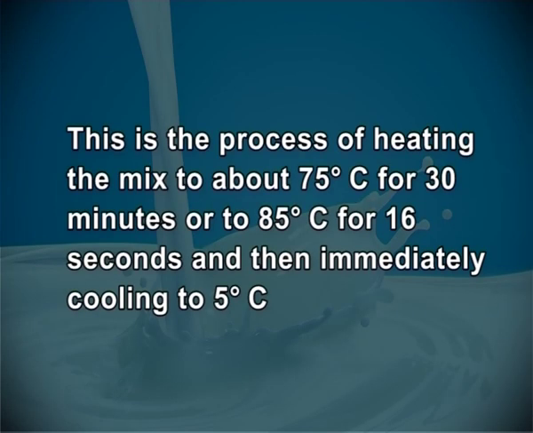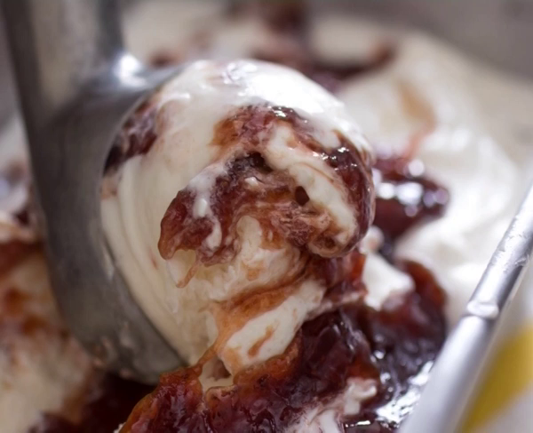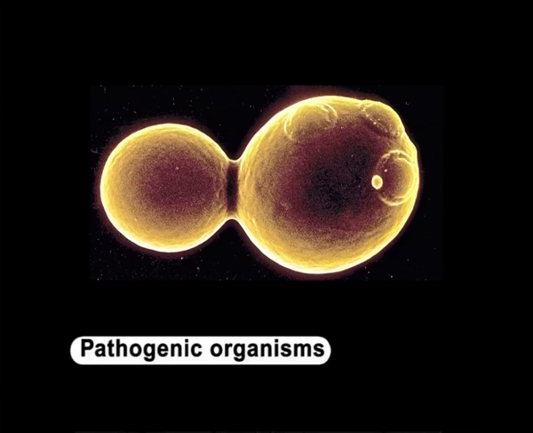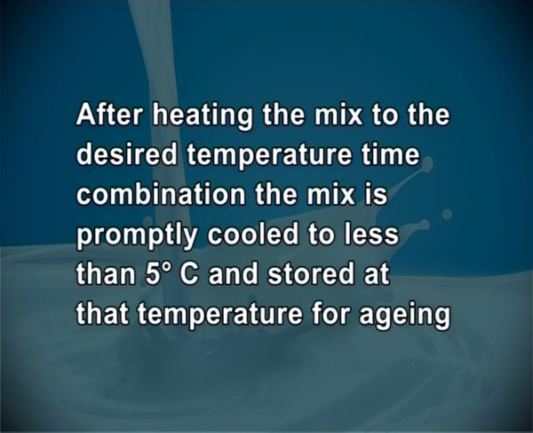Pasteurization. This is the process of heating the mix to about 75 degrees centigrade for 30 minutes or to 85 degrees centigrade for 16 seconds and then immediately cooling to 5 degrees centigrade. The main purpose of pasteurization is to render the ice cream safe for consumption by eliminating the pathogenic organisms, bring all the ingredients into the homogeneous liquid, improve the flavor of the ice cream, and improve the shelf life of the product. After heating the mix to the desired temperature time combination, the mix is promptly cooled to less than 5 degrees centigrade and stored at that temperature for aging.